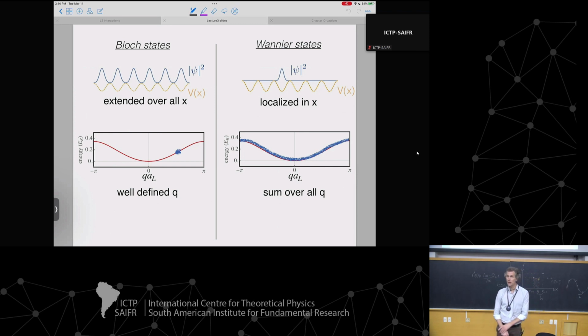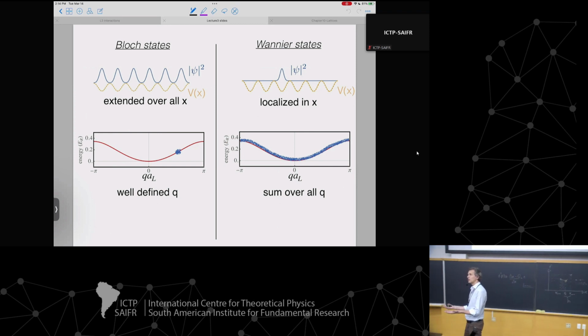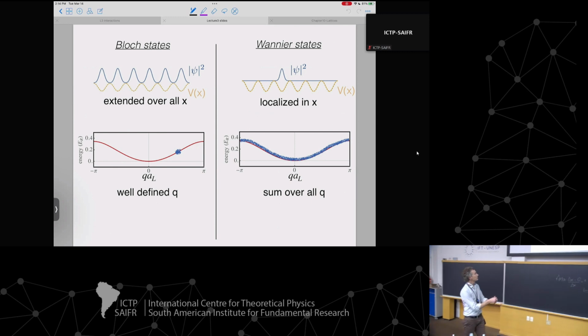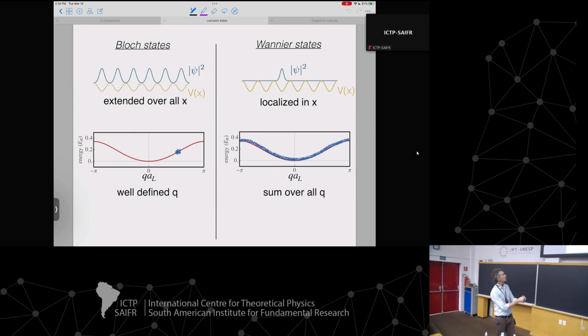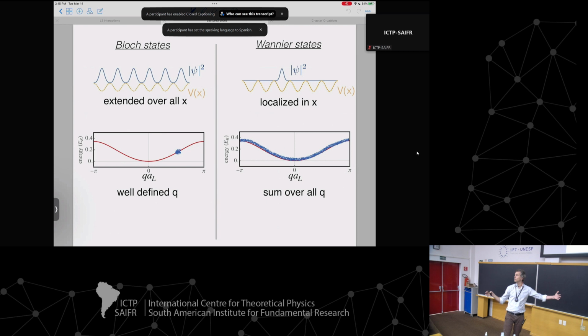But let me just emphasize that these are conjugate perspectives. One of them, Bloch states, which are the eigenstates, are extended over all space, but they're at a well-defined quasi-momentum, whereas Wannier states are at a single site, but then require all of the quasi-momenta in the band. So the way we found this is we summed over all of these. And you go the other way as well. The way you find a Bloch state is you sum over all the localized Wannier states, giving them the right phase to reconstruct that extended wave function again.